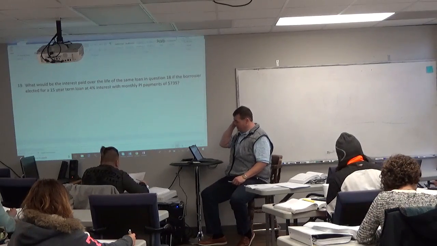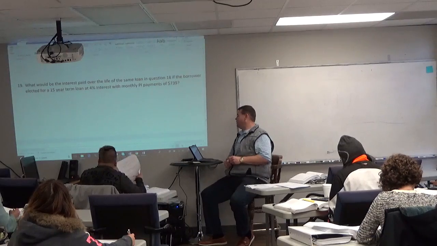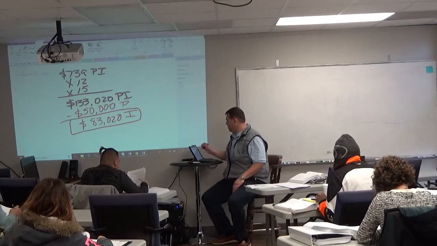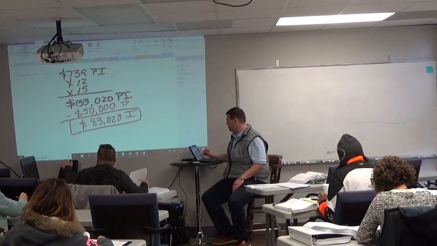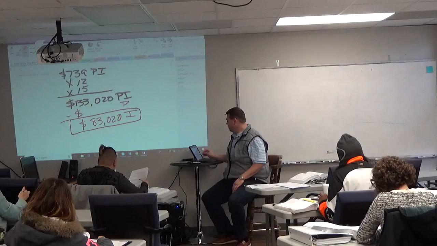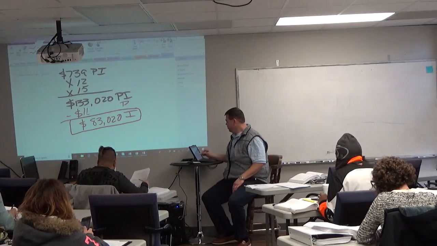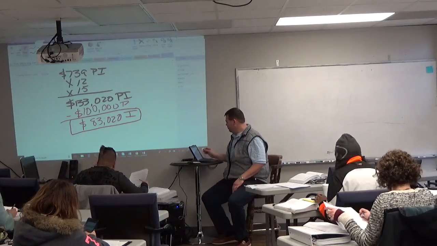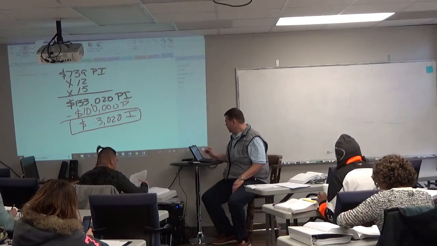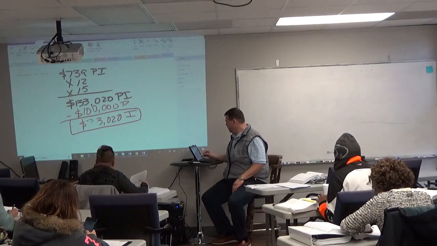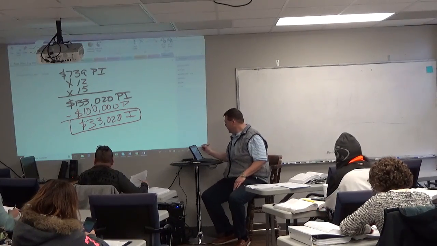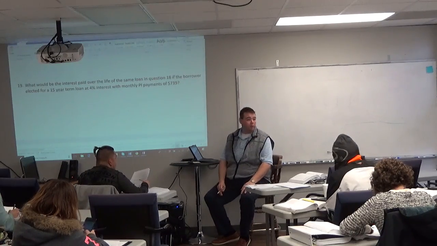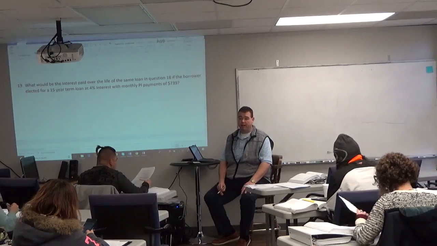So let's look at number 19 again. It says, what would be the interest paid over the life of the same loan in question 18? So nothing changes here except that principal amount, because the principal amount in question 18 was what? $100,000. All right. So we put that $100,000 back in there. Then this number changes to 33, right? Yes. All right. So now the next question. Since we've updated, did everybody fix that? I don't want you to have it wrong and not know what you're looking at. Everybody fix that on your worksheet?